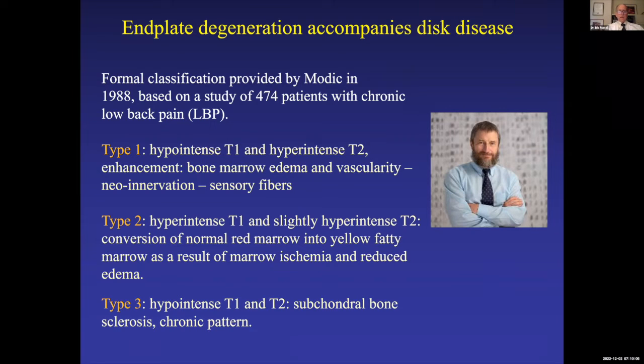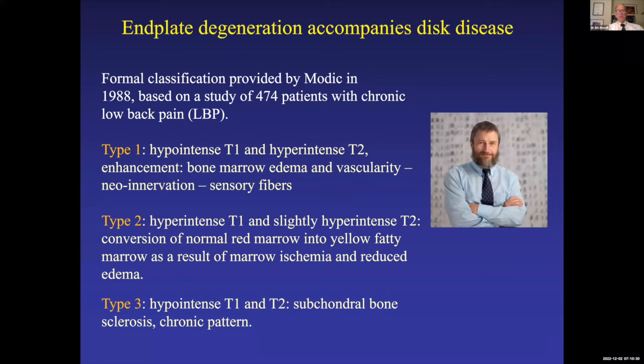Type 1 is felt to be a more active process where you have bone marrow edema adjacent to a degenerated disc. So on a T1 MR, you'll see low signal, high signal on T2, and it's a sign that there's marrow edema and vascularity. And at this point, there may be innervation from sensory fibers that may sense what's going on and be pain generators.